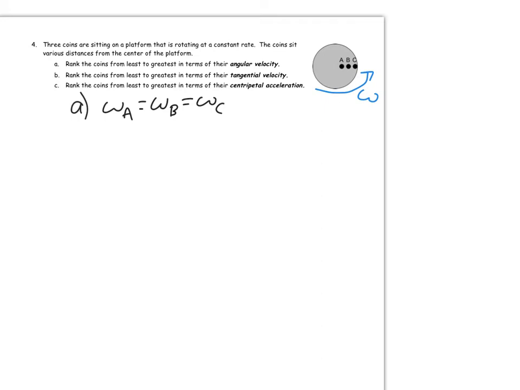For the next one, we want to rank their tangential velocities here, and we keep in mind that tangential velocity is going to be equal to r times the angular velocity. Since they all have the same angular velocity, what we're really going to care about is the radius, and so the one that's furthest away is going to have the greatest tangential velocity, and the one that's closest is going to have the least. So we can say the tangential velocity of A is going to be less than the tangential velocity of B, which is less than the tangential velocity of C.